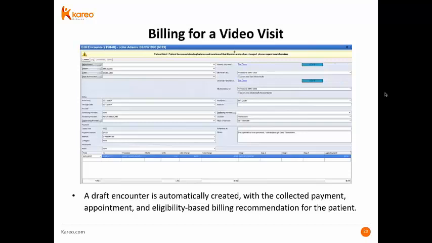And the final component about the workflow of the platform is the billing aspect for a video visit. At the end of each visit, a draft encounter automatically gets created for the completion of the telemedicine visit. The credit card payment that is processed on the previous screen that we just looked at is included in this encounter, as is the eligibility-based billing recommendation and any medical office notes to assist with the billing claim. So that all goes into here, and that can be pushed through as a normal claim, or if there's any changes that need to be made, those can be made directly within the billing platform, just as you would for a normal encounter.